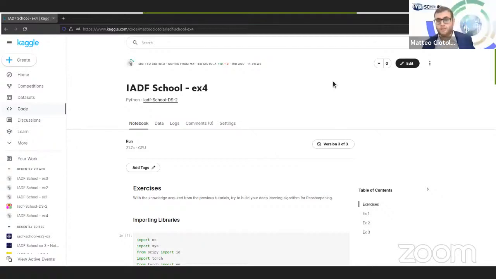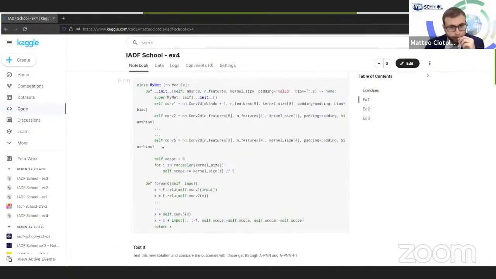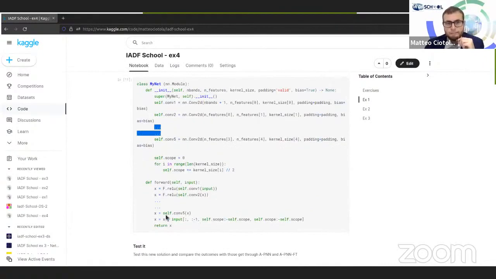Still no questions. So, okay, now it is your turn. In this fourth notebook, you will find some small exercises. The first two are guided. You only have to fill in these parts of code and run the notebook.